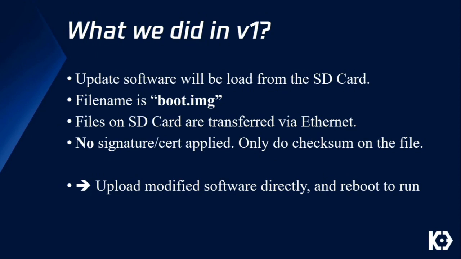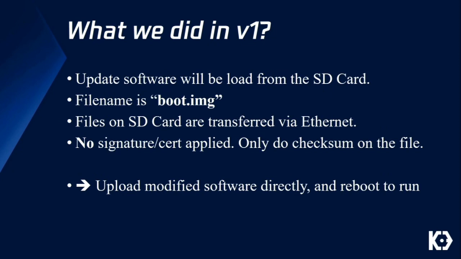The name of the updater is boot image, which is loaded from the SD card. Files on the SD card are transferred from the CID via the Ethernet, and some files on the SD card are also written by the gateway itself, for example some CAN logs and some diagnostic data. Neither signature nor cert was applied to the update software, so we could just upload our modified software directly to the gateway and reboot, and then it would run.